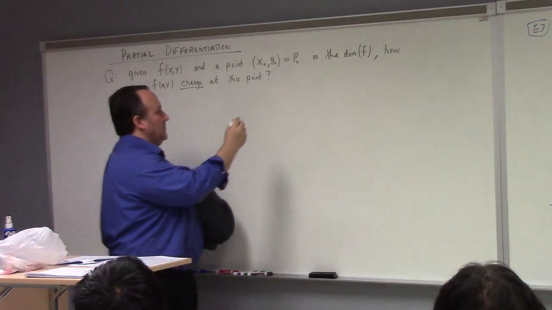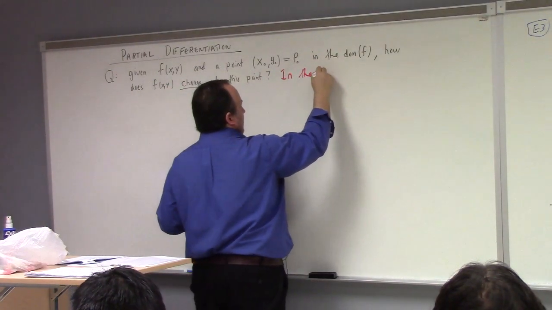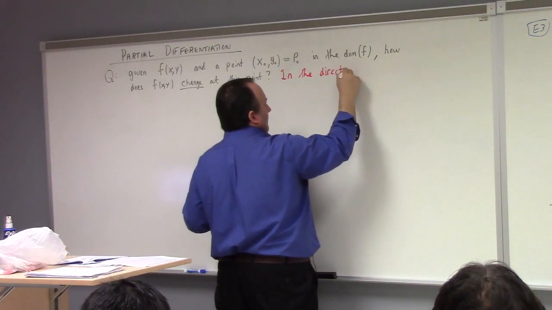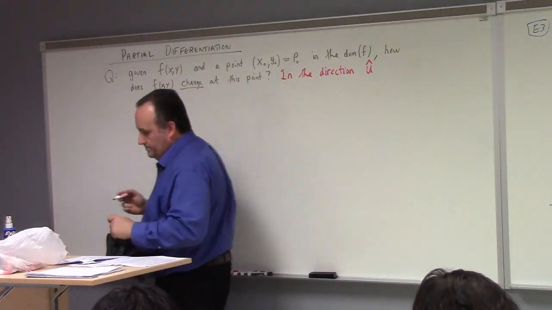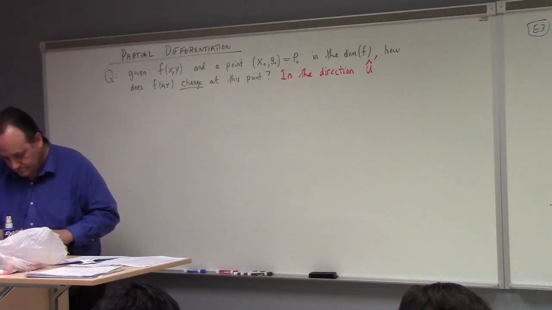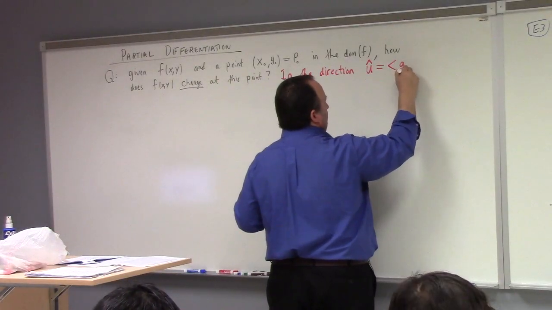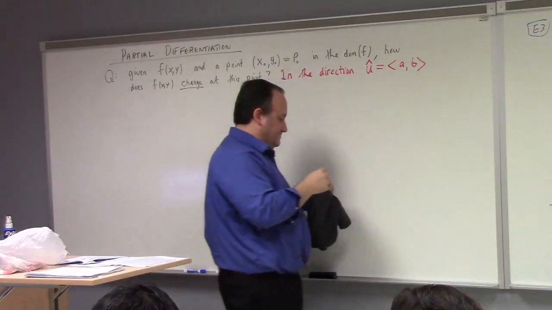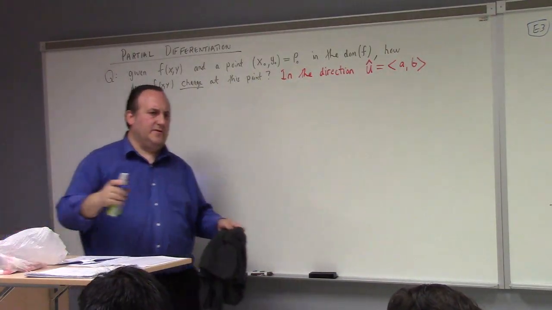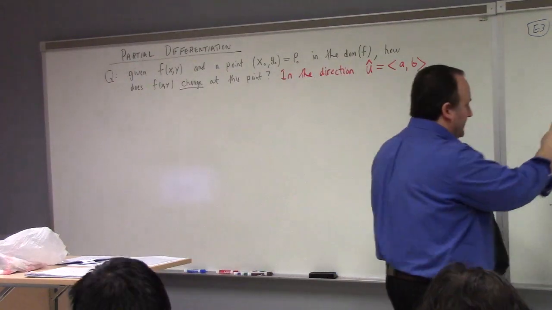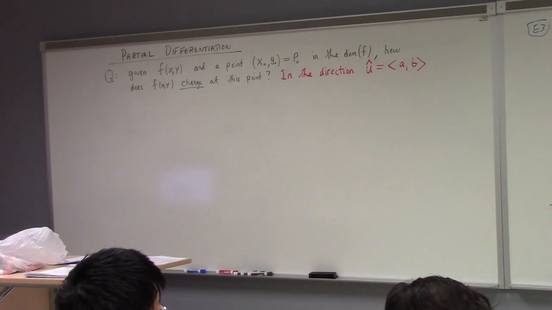So in the direction, let's say u hat. All right. And my typical notation for this is a, b. So how are we going to calculate the change in the function of two variables at a given point in the direction, like the a, b direction?